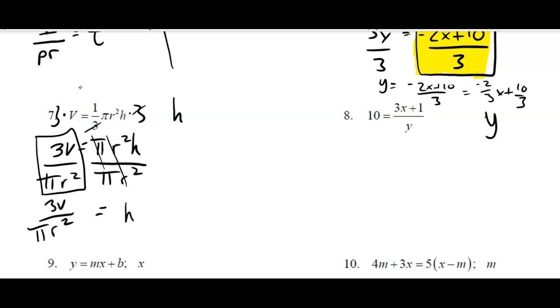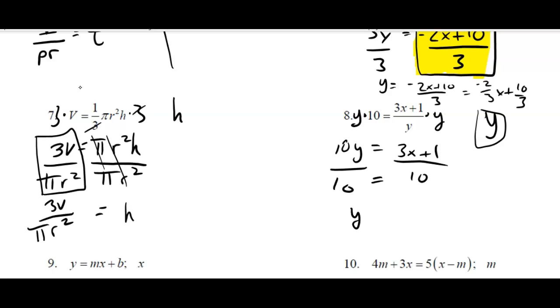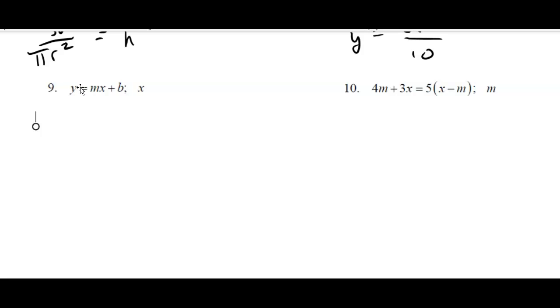And our last one real quick, we want to get y by itself. I already moved this variable before I started the notes. If I want to get y by itself, it's on the bottom right now, that's bad. Let's get it to the top. Let's multiply both sides by y. Now I have 10y equals 3x plus 1. And now, just divide by 10. That's it. I want to talk you through these, but leave them for you to do.